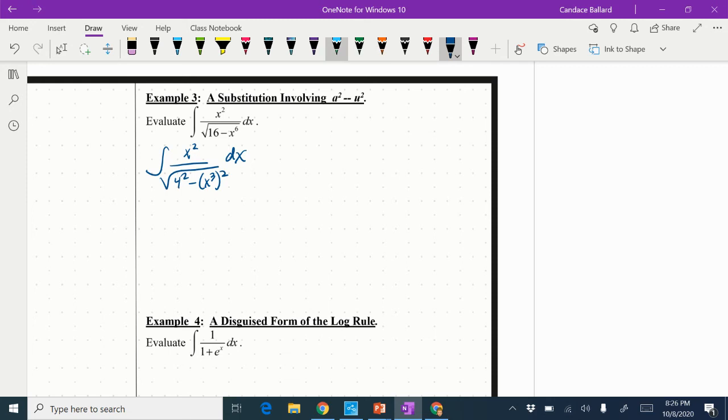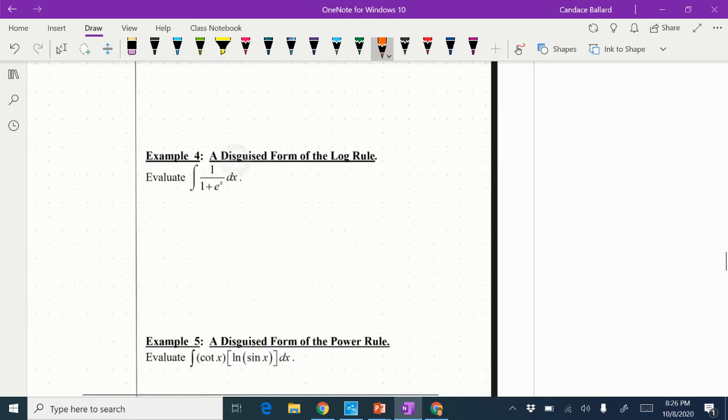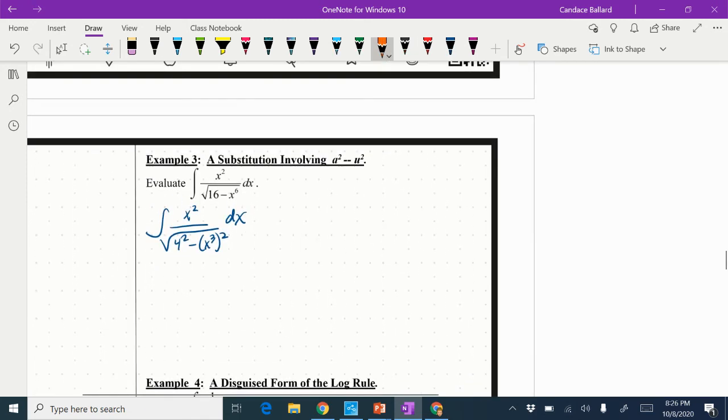So our u value in the arcsine, and notice I'm switching to orange on purpose because I do have a little bit of a numerator there. So our u value is going to be x cubed. That means my du value is going to be 3x squared dx. Well, you notice that the 3 is missing. I have x squared dx. I need a 3 on the inside, which means I also need a 1/3 on the outside.